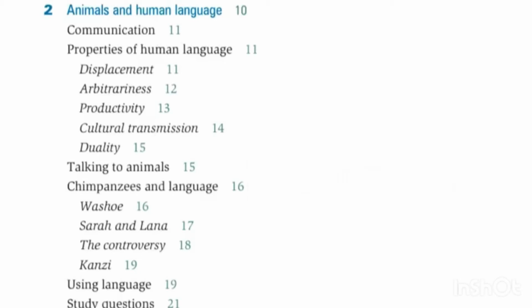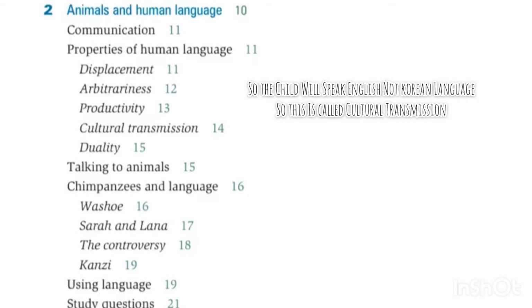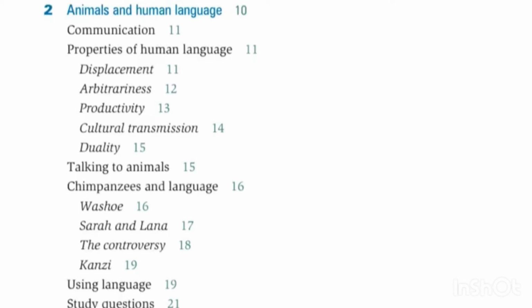The next point we are going to discuss is cultural transmission. We start discussing this point with an example. If a child is born in Korea but brought up in America by English-speaking parents, he will speak English. But animals lack this feature. Whether a cat is born in a house or in the streets, it will always meow.